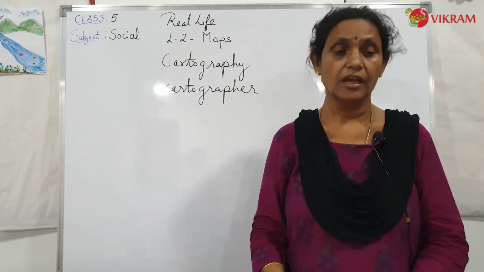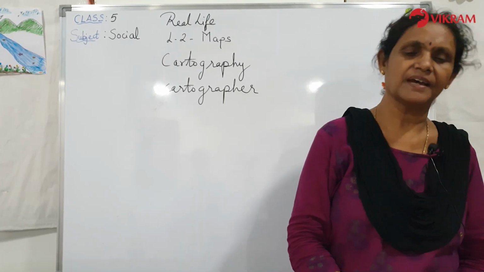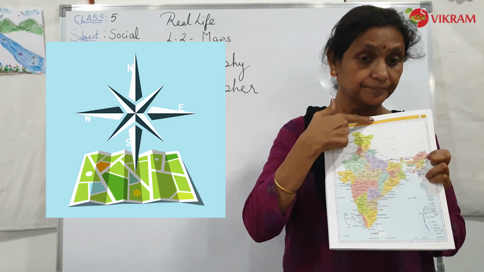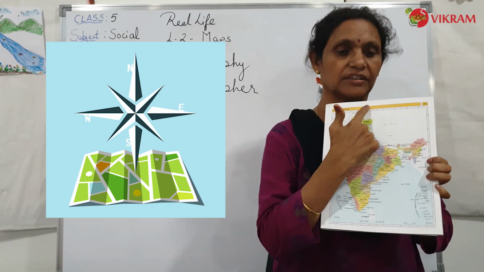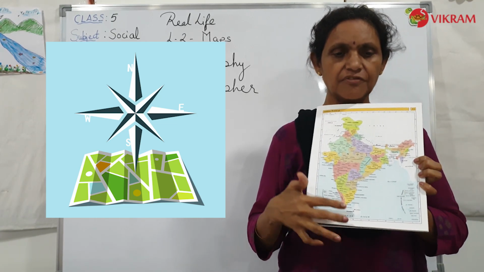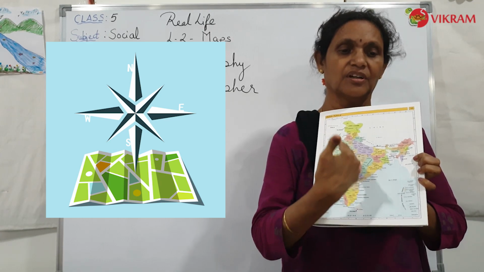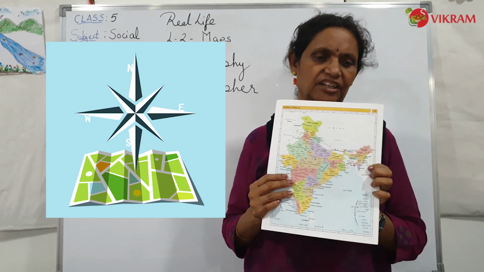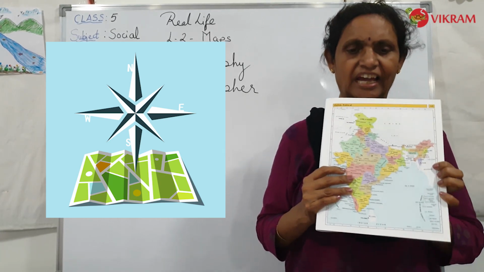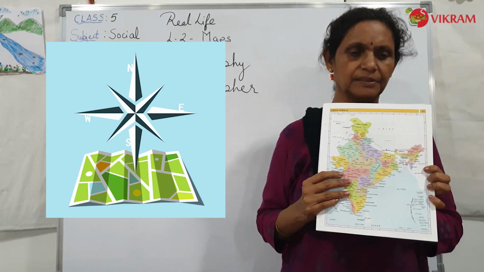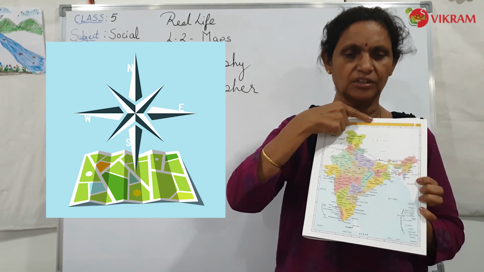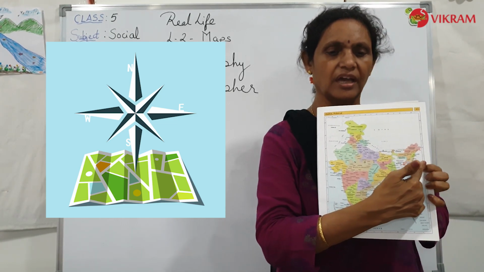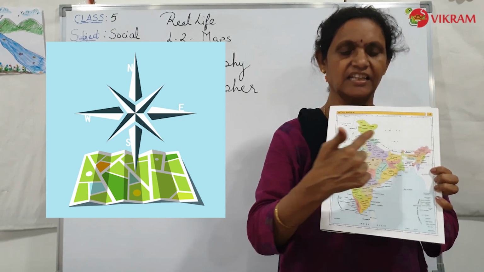The directions. The directions shown in all maps are the same. The top of the map is the north and the bottom is the south. When you stand in front of the map, your right is the east and your left is the west. Become familiar with these directions. Have a map of India before you and find out the directions from it. For example, in the map of India, we find Kashmir in the north and Kanyakumari in the south. Similarly, we find West Bengal and Gujarat respectively in the east and the west of our country.